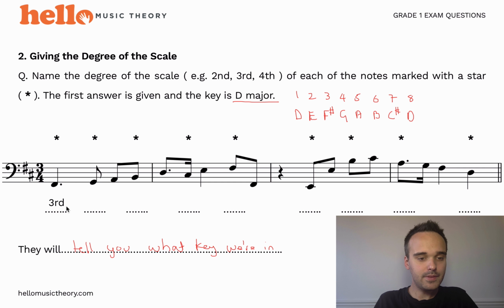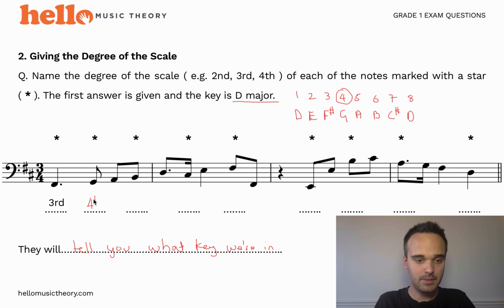Now, again, they've completed the first one for us, so we can ignore that, and we need to find where the second note is, and then answer that. This one here is a G, which is the first line of the bass clef. So we need to find where G is in our scale. G is the 4th note of the scale. So all we need to do here is write in "4th" below. It's really that easy. And we're just going to keep going.